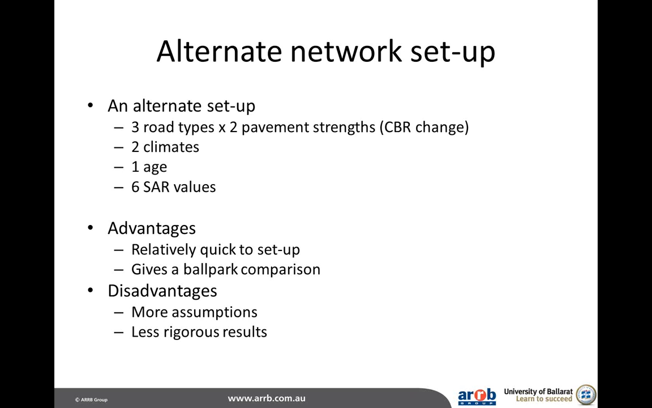So the setup for this project was to take 3 road types with 2 different pavement strengths, and that was just come about by a CBR change in each of those different 3 road types. To use 2 climates, we only used 1 age, and we simply used 6 SAR values. The downside of doing it this way was that I actually had to modify FAMLIT to be able to handle this particular case. But having done it once, it may be that we'll implement an option to do this in future versions.